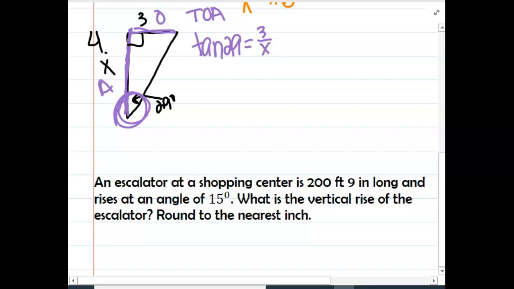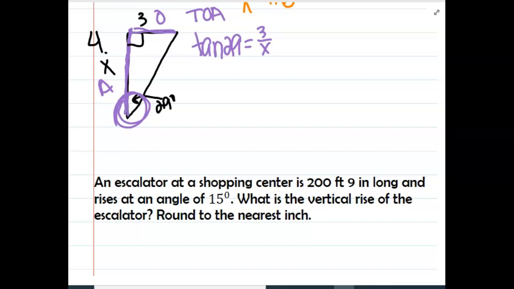Now, we have a problem here, because I've got this x in the denominator. It does not matter if you're solving an equation that deals with tangent or not, if you're in Algebra 1, Algebra 2, wherever you're at in your life, solving equations and having the time of your life, if you have an x in the denominator and you're trying to solve for x, we have a problem.